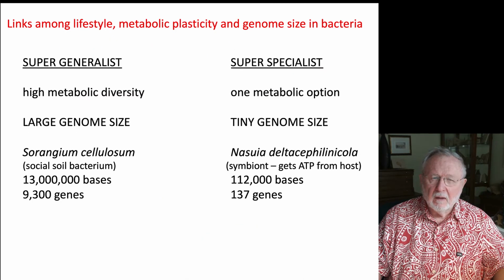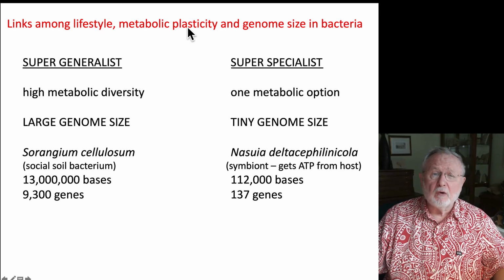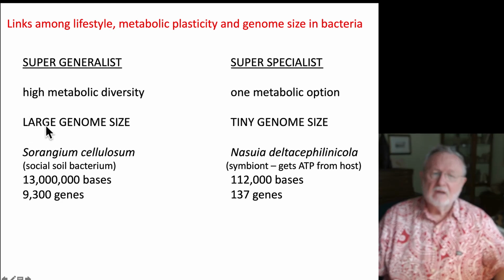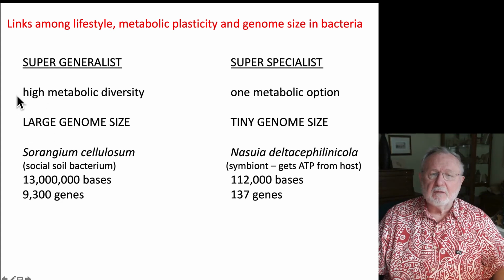When we begin to look at lifestyles, so to speak, in metabolic plasticity and genome size in bacteria, we find that some organisms can be classified as a super generalist. They have a very high metabolic diversity. And they also have a high genome size to sustain the sequences that are necessary for the high metabolic diversity. They might have as many as 9,000 genes or so.